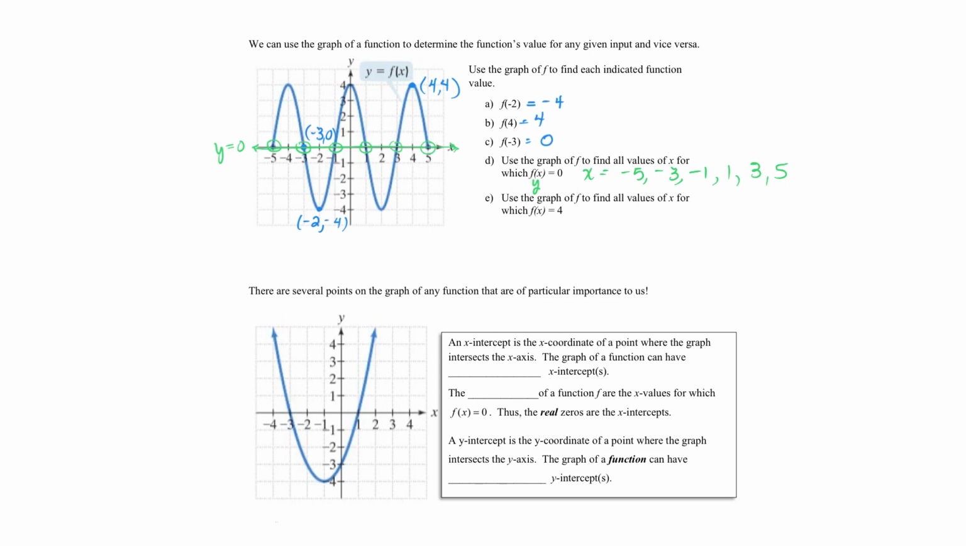Now, part E says use the graph of f to find all values of x for which f of x equals 4. So in other words, y equals 4. And this time I don't have a horizontal line already drawn for me, so I'm going to go ahead and draw one in at y equals 4. Now, there are 3 points, here, here, and here. What x values gave me 4? Negative 4, 0, and positive 4. So if x equals negative 4, I get a y value of 4. If x equals 0, I get a y value of 4. If x equals positive 4, I get a y value of 4.